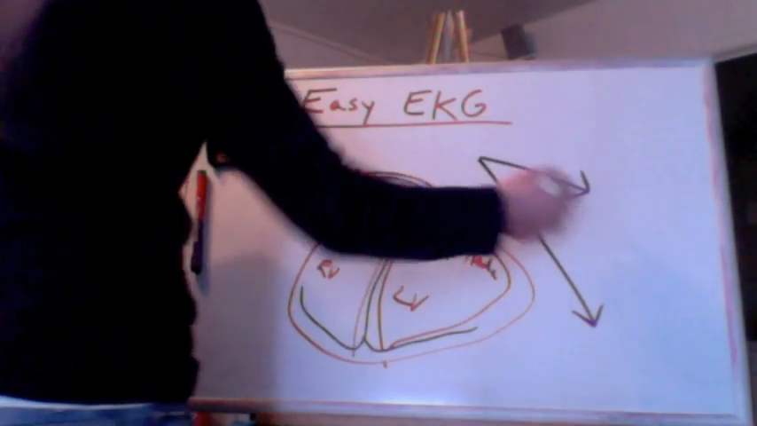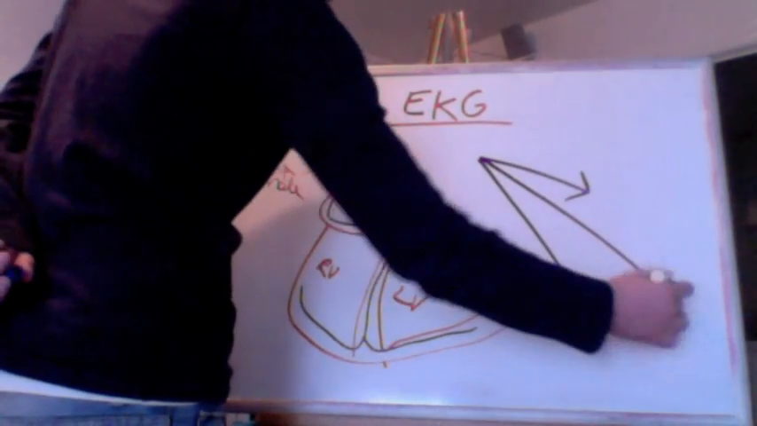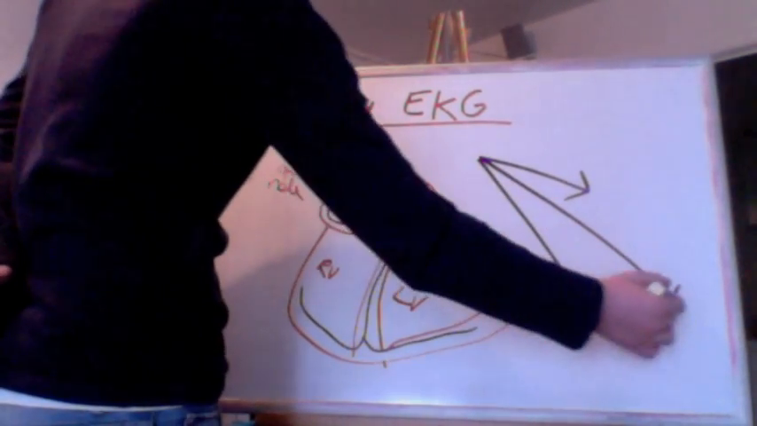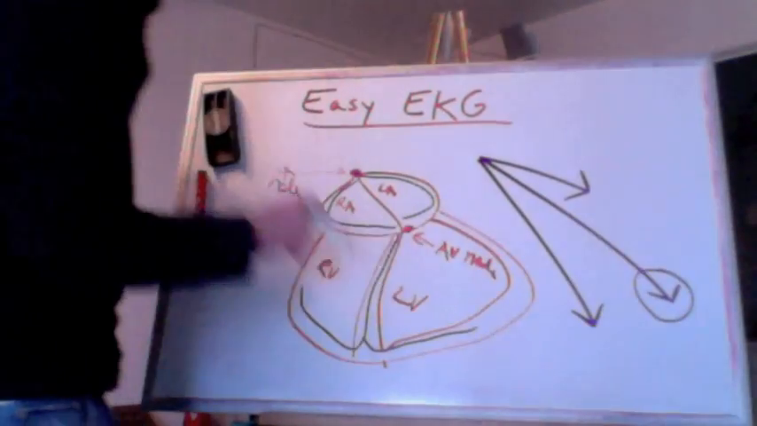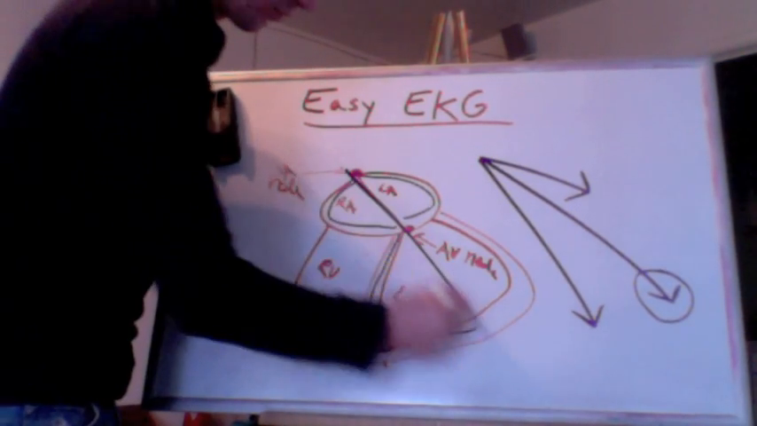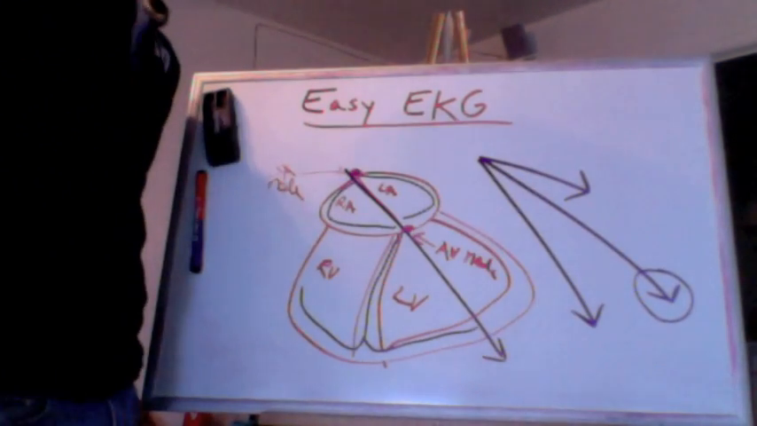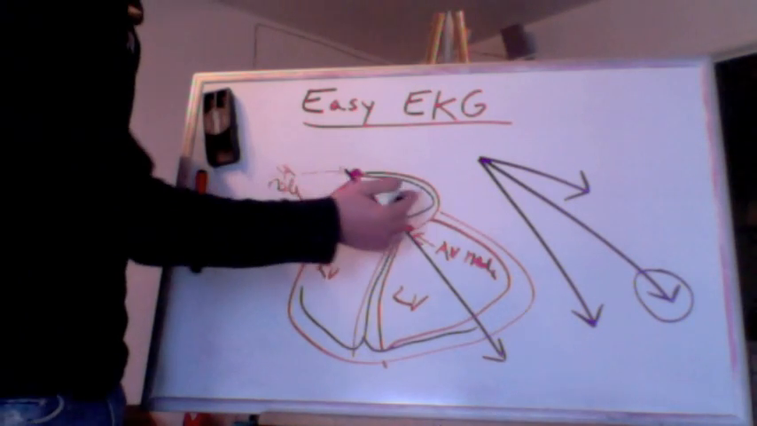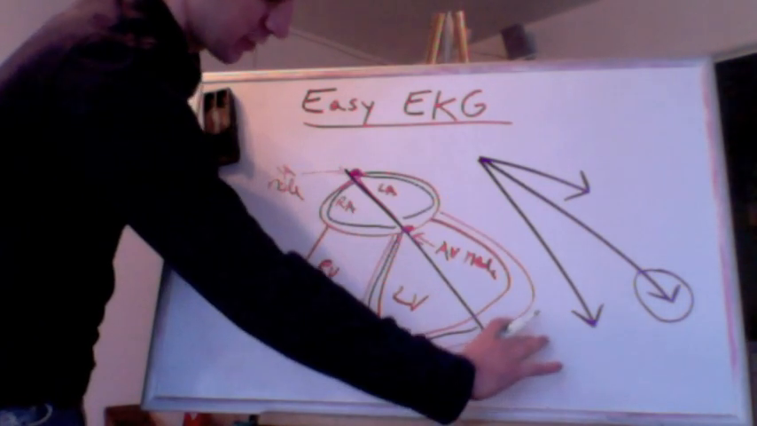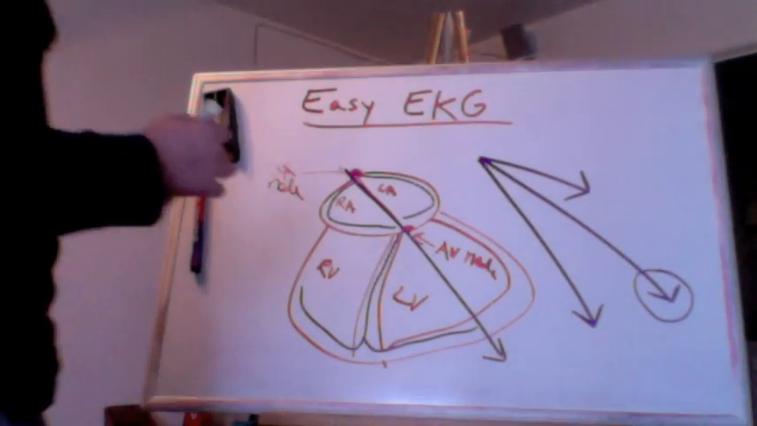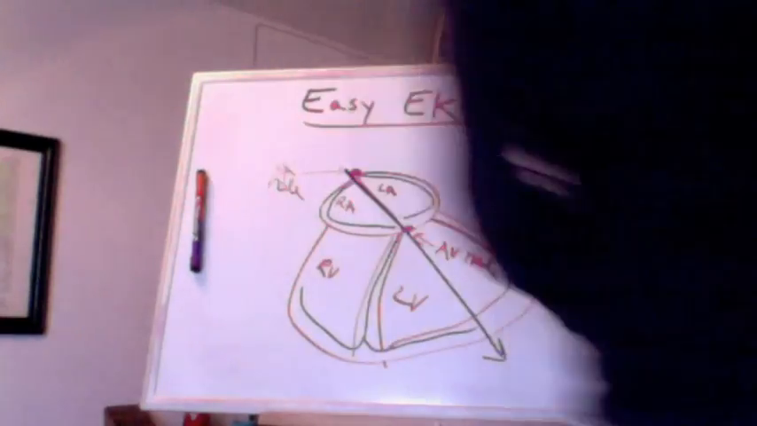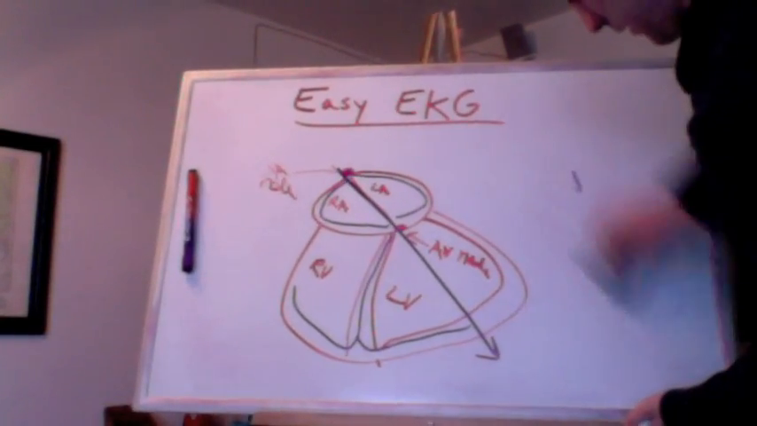So if we add these two together, we get an approximation of the net depolarizing vector for the heart, which is this middle one right here. Okay? So that is typically the direction that our heart should depolarize. Which makes sense, right? Because it's going to go from up here in the atria, and it's going to go down this direction into the heart. Okay, so now we know the net depolarization. We're going to erase this here.